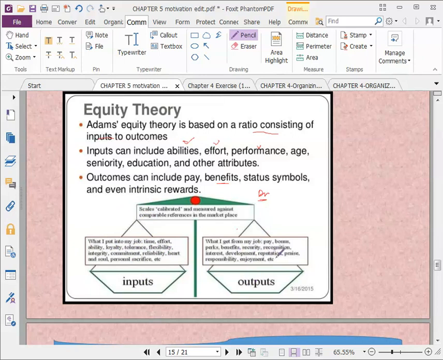Okay, what I get from my job, for example, I get enough payment. Okay, have a bonus. Okay, what else? Benefits. Okay, medical benefits, security, recognition whatsoever, and reputation in the company. Okay, so kalau dia kata the scale calibrated ni, kalau dia adalah selari ataupun sama rata and measure against comparable reference in the marketplace.